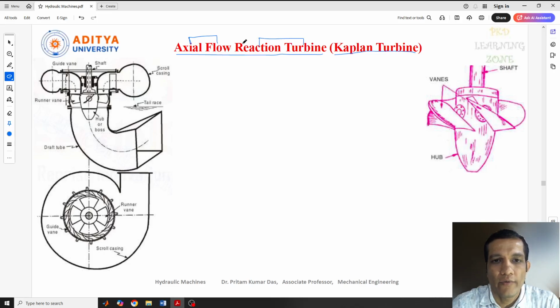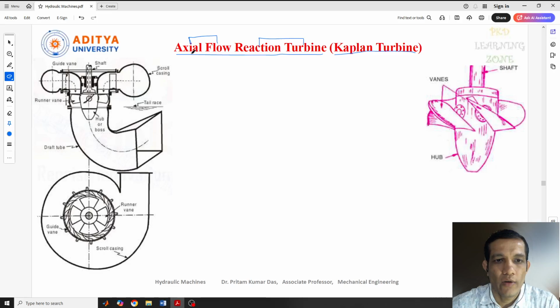When we discussed the turbine classifications, I told you that turbines are basically two types as per the energy. One is impulse, another one is reaction turbine. In impulse, we discussed the Pelton turbine, and in the reaction turbine, we have two types: one is Francis, another one is Kaplan. Many types exist, but basically we follow only Francis and Kaplan. So we'll discuss the Kaplan turbine under axial flow reaction turbine.